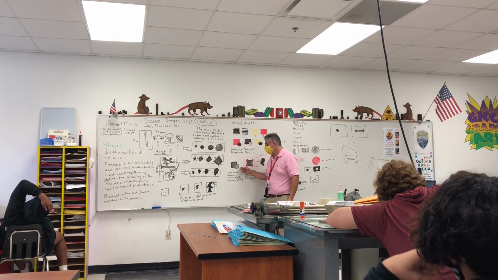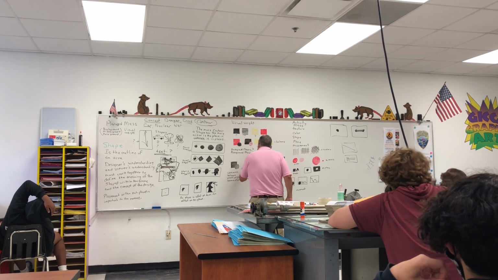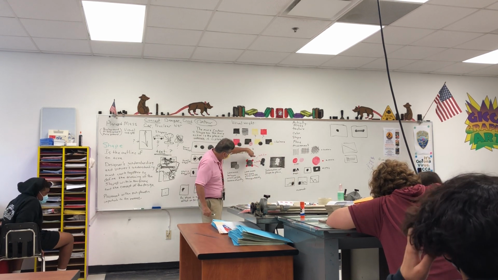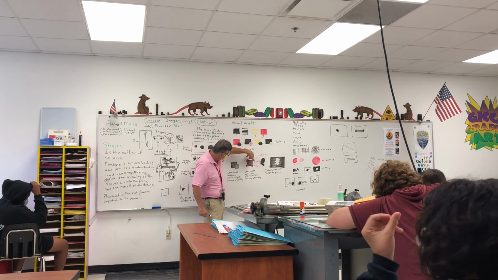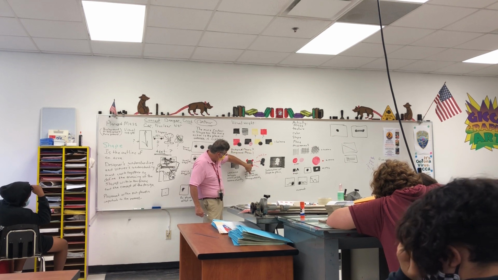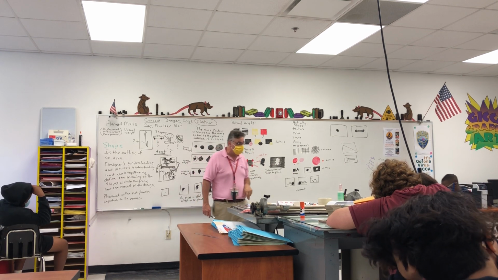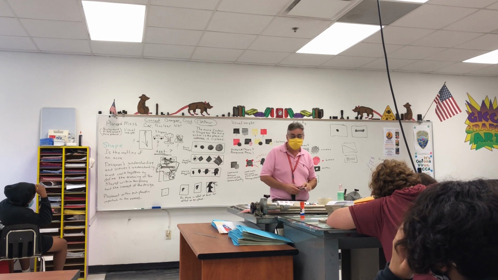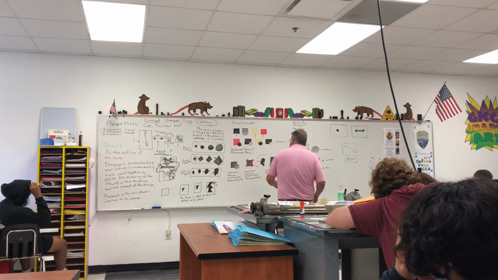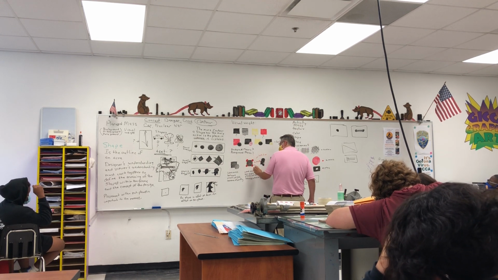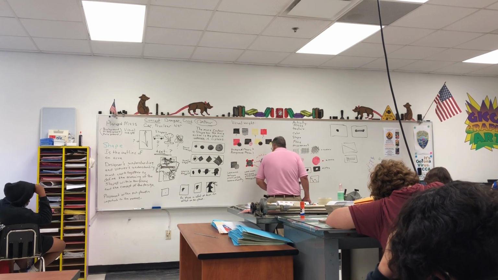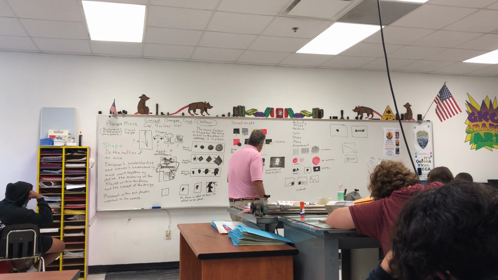Okay. All right. White is the background, black is the middle ground, and red is the foreground. Which one is the most active? The red, the foreground, it's got 4 spots. Yeah, okay. All right.